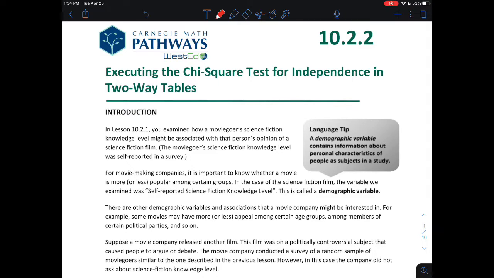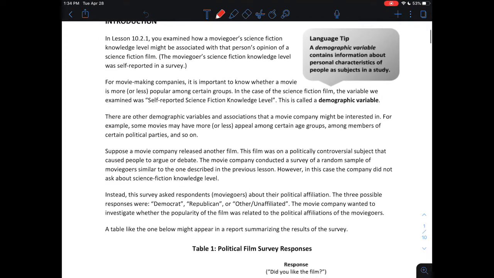The moviegoer's science fiction knowledge level was self-reported in a survey. For movie-making companies, it is important to know whether a movie is more or less popular among certain groups. In the case of the science fiction film, the variable we examined was self-reported science fiction knowledge level. This is called a demographic variable. A demographic variable contains information about personal characteristics of people as subjects in a study. There are other demographic variables and associations that a movie company might be interested in.